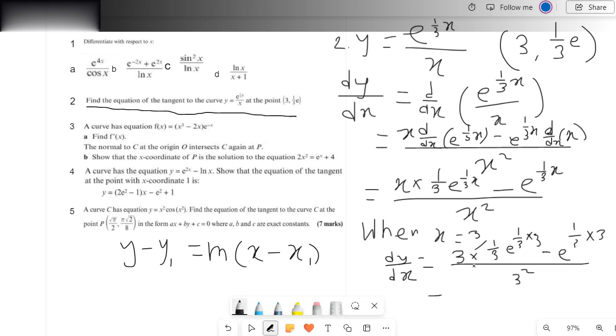So at the top we have 3 into 1 by 3, which is 1, and similarly 1 by 3 into 3 is also 1. So we have 1 e to the power 1 subtracted with 1/3 into 1, 1/3 into 3 is also 1, so we have minus e divided by 9, and e minus e is 0, so we have the gradient being 0.